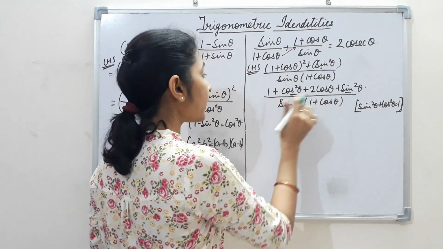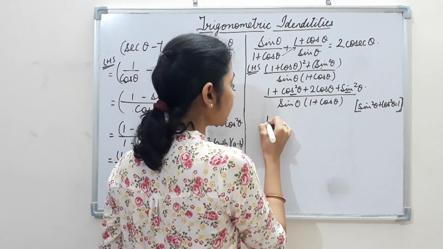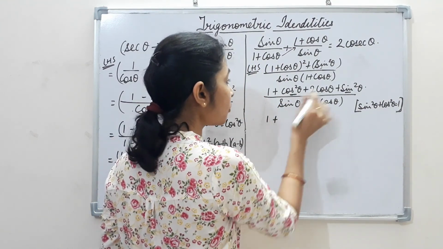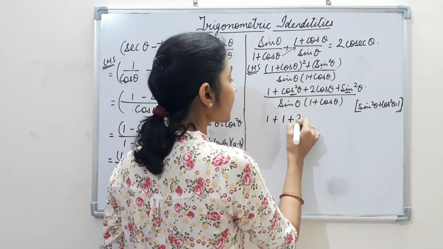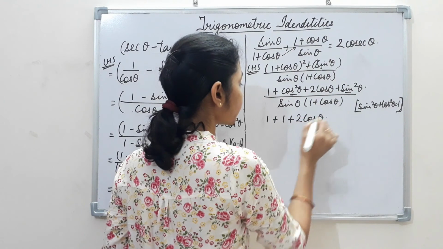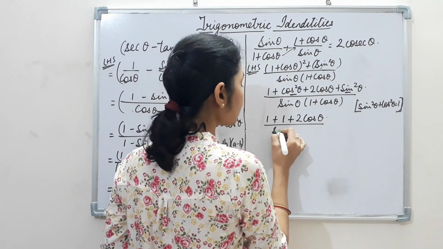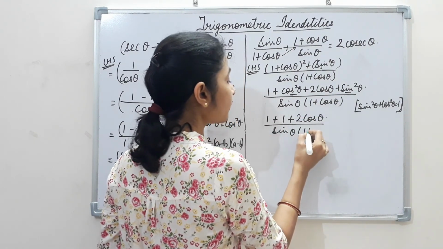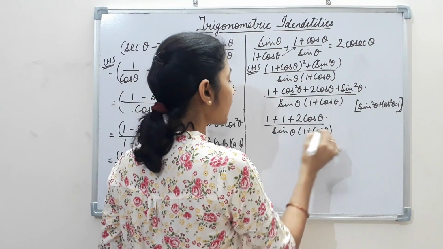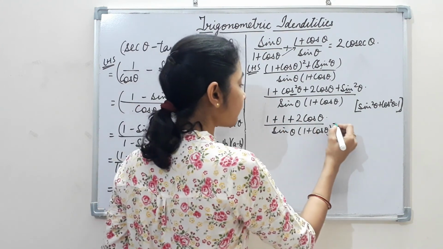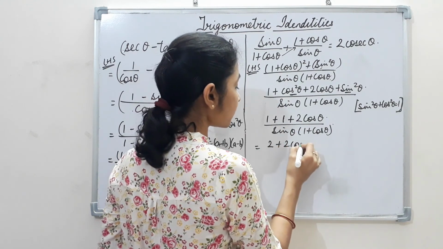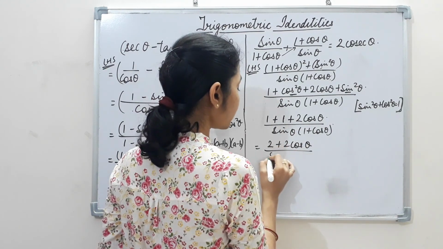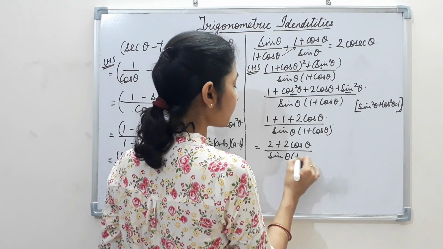Okay, so using the identity here, what do we get? 1, already 1 is here, and 1 more 1 we are getting: cos square theta plus sin square theta is equal to 1, and plus 2 cos theta. Denominator remains the same, sin theta bracket 1 plus cos theta. Now here we are having 2 plus 2 cos theta, and in the denominator we are having sin theta bracket 1 plus cos theta.